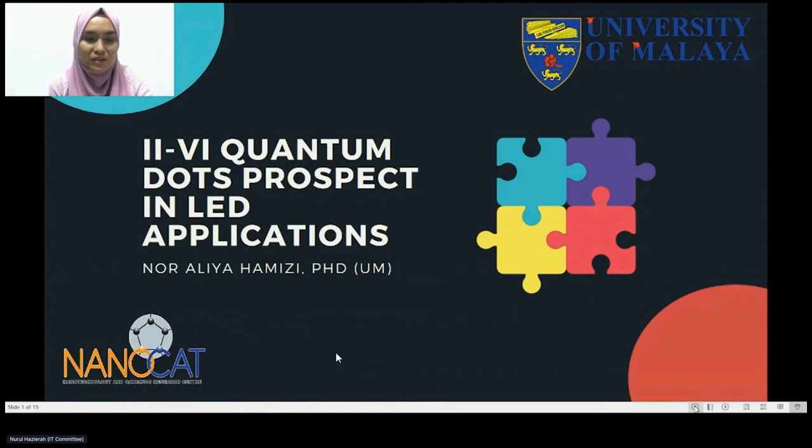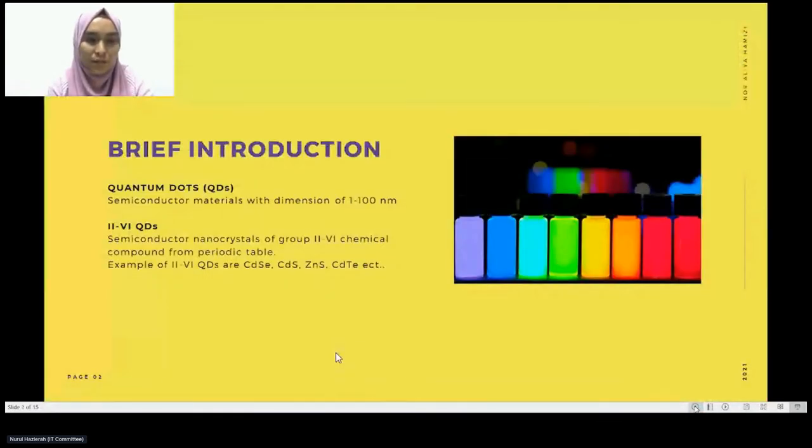Prospect in light emitting diode application, LED application. Now, let me introduce you to the candidate of interest for today, which is group 2-6 quantum dot. As we all know, quantum dot is a semiconductor material that possesses nano dimensions, with optical and electronic properties that differ from its bulk particle due to quantum mechanics or the quantum confinement effect, which will be effective within 1 to 100 nanometer dimension.